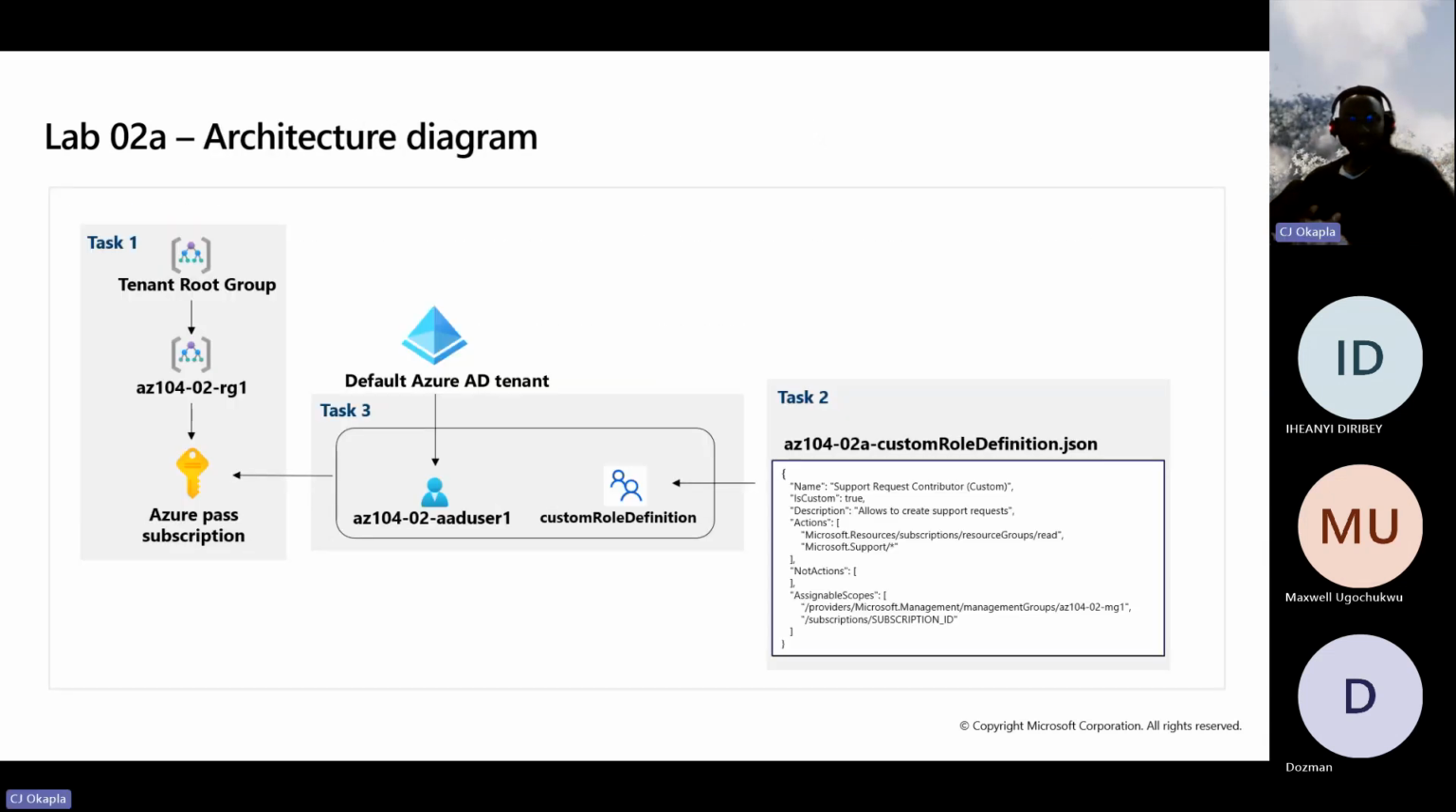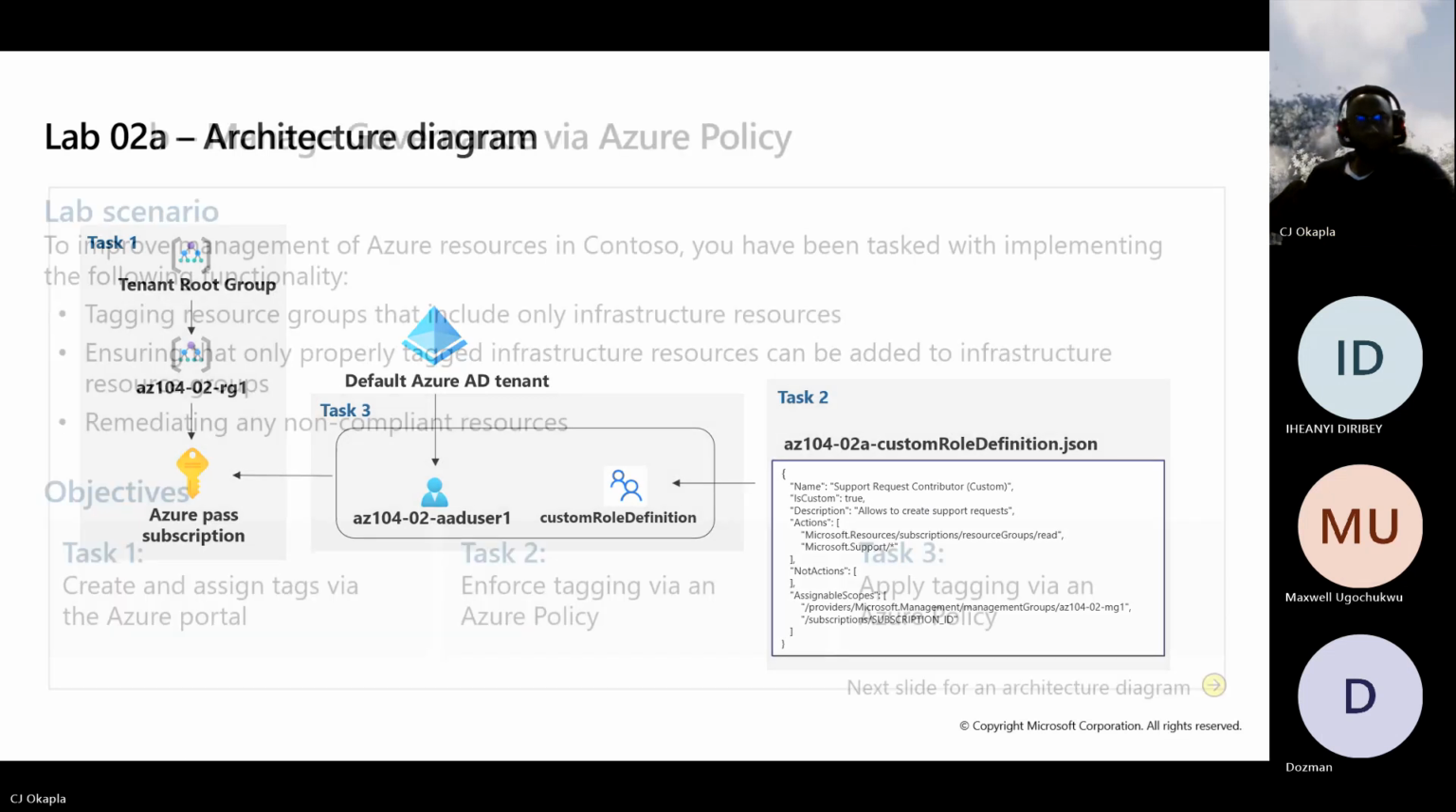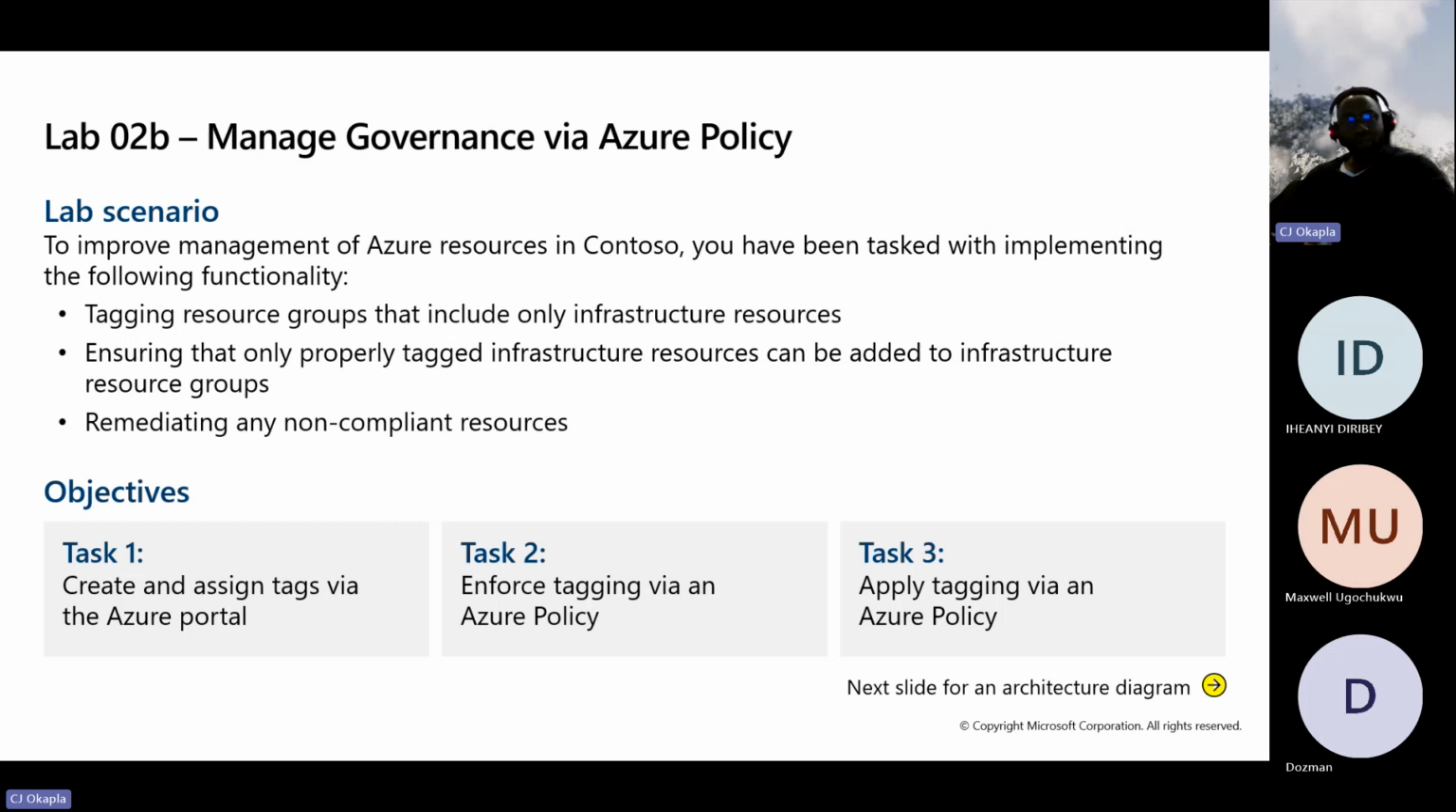So this is the architectural diagram. In task 1, you have the tenant root group and the default Azure AD tenant, and in task 2, you have the custom role definition and the role assignment definition.